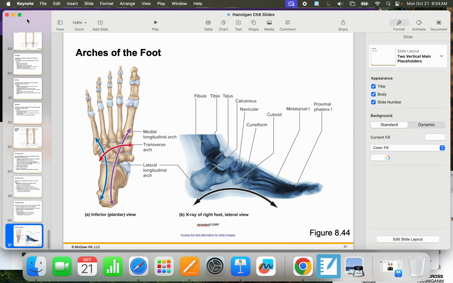All right, that covers the bones. Stand by for one on the joints.